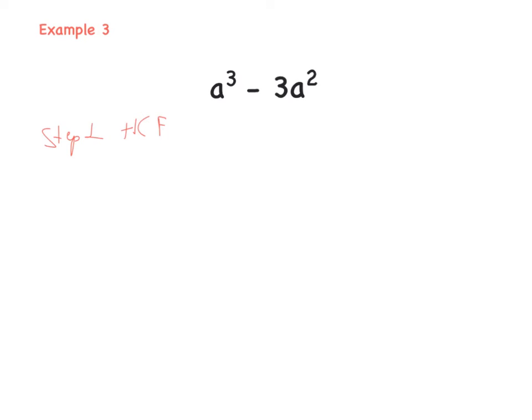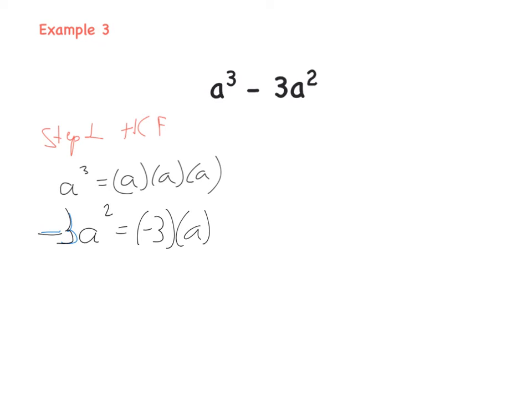So a to the power of 3 is a multiplied by a multiplied by a. And the second term is minus 3a squared. So we have minus 3 multiplied by a multiplied by a. And these are all the factors, okay? Now we need to look at them. Do we have any common factors? And what's more, we need to find the highest common factor, okay?